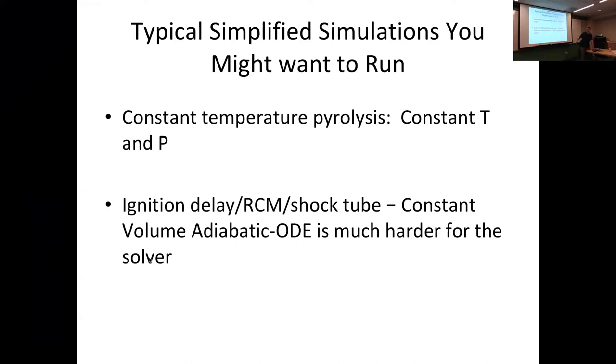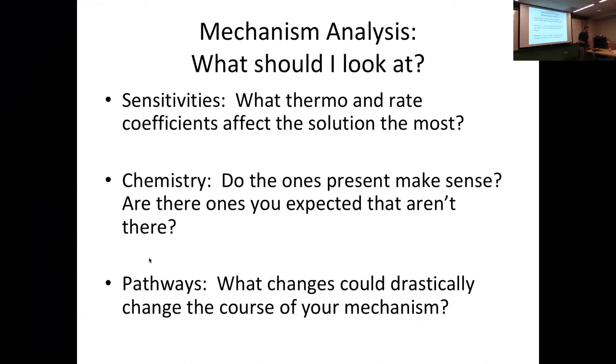I think I already talked a little bit about this, but what should you look at in the mechanism analysis? One of the first and main things is sensitivities, and they're the simplest to look at because you can just calculate them. And you can look at what thermo and rate coefficients are the most important, affecting the solution the most when you vary them. That tells you that you need to have really good parameters for those. So you should either get really good values from literature or you should calculate really good values for them.